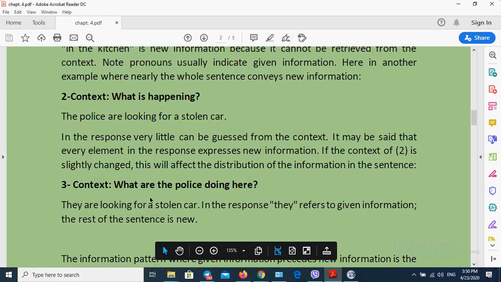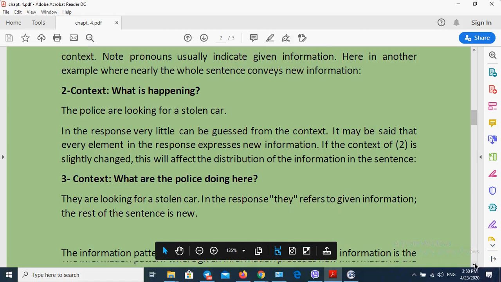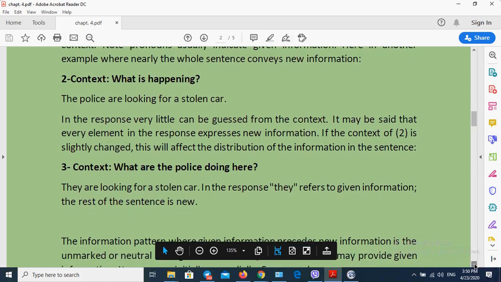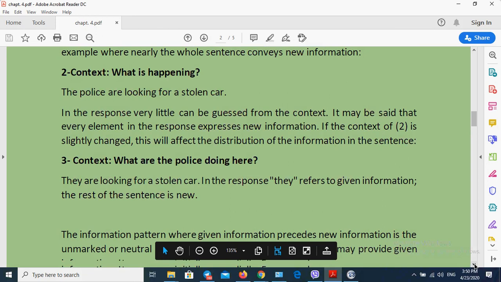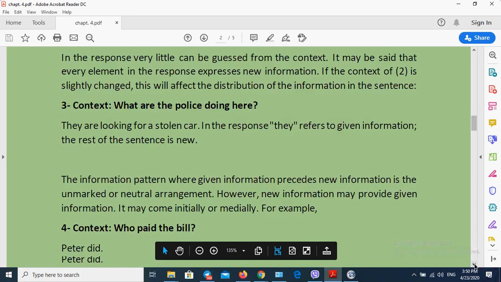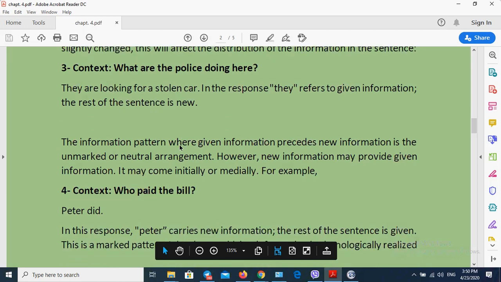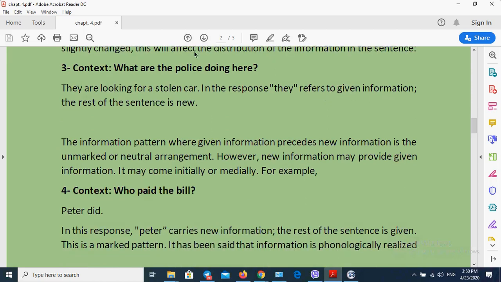We have here number 3, context. What are the police doing here? They are looking for a stolen car. In the response, they refers to given information. What is the given information? The police. They are looking for a stolen car. Here, in the response, they refers to given information. The rest of the sentence is new.